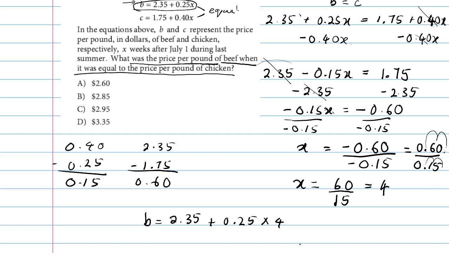I won't go into detail on this arithmetic, but if you want any help, let me know later on. I can do a separate video, and we can discuss it. So 0.25 times 4 is just 1.00, and 2.35 plus 1.00 is 3.35. So this is your answer. You get D as your answer.